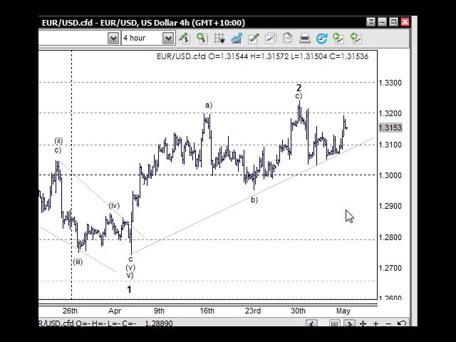Yeah, I mean, I always use the levels as a trade point. It's always kept me much safer than just relying on Elliott alone.